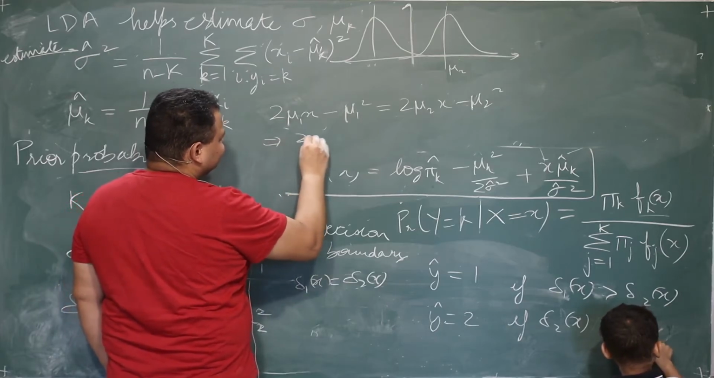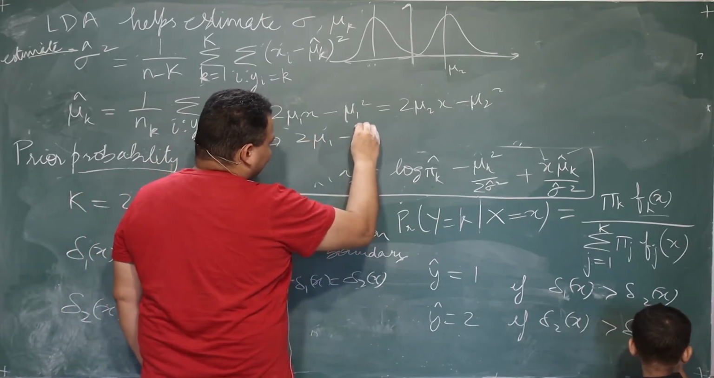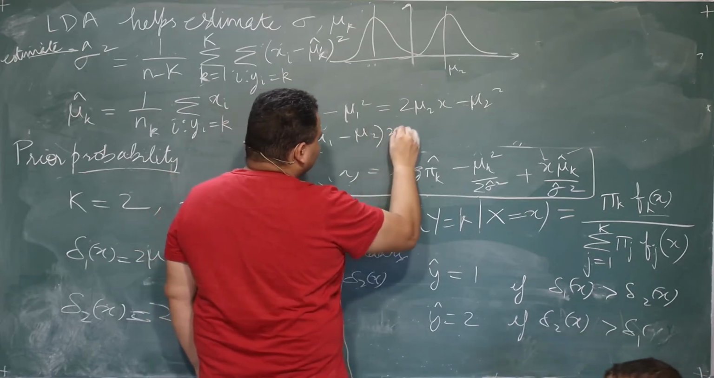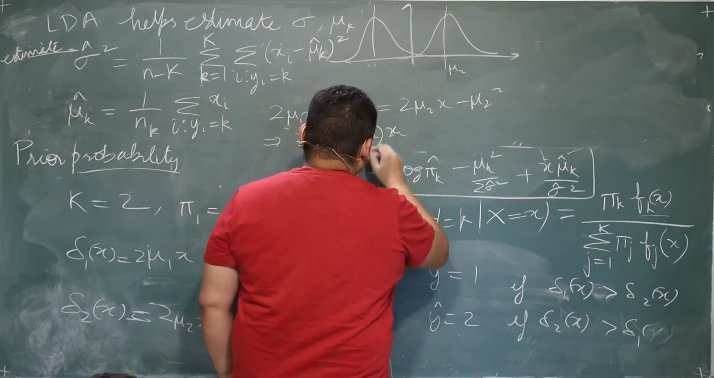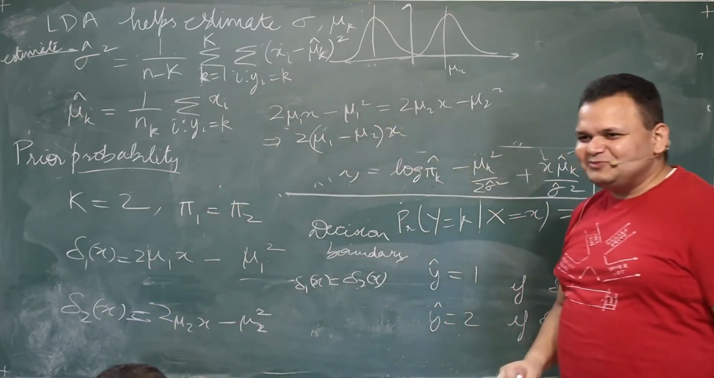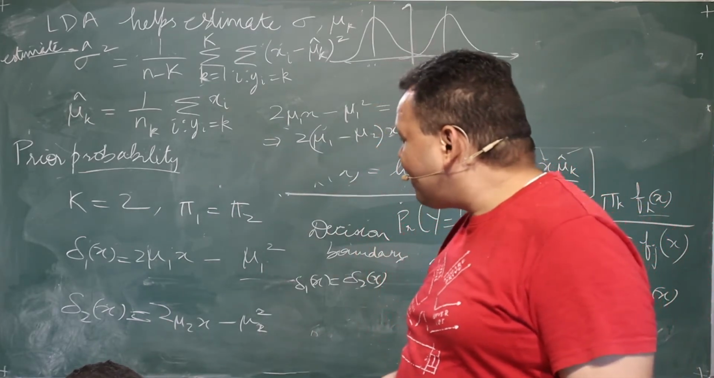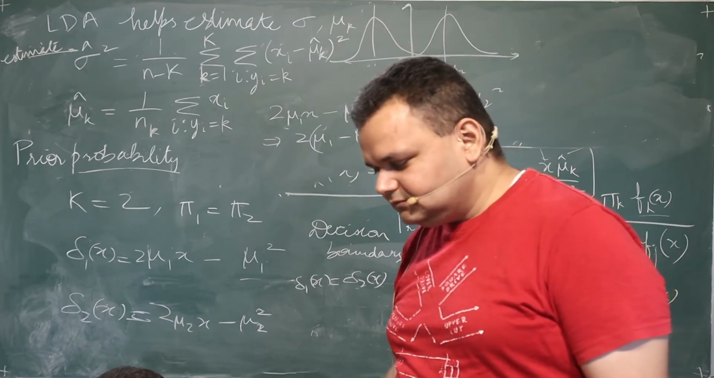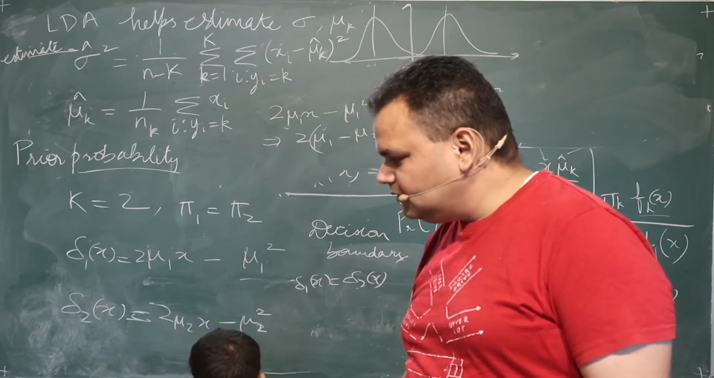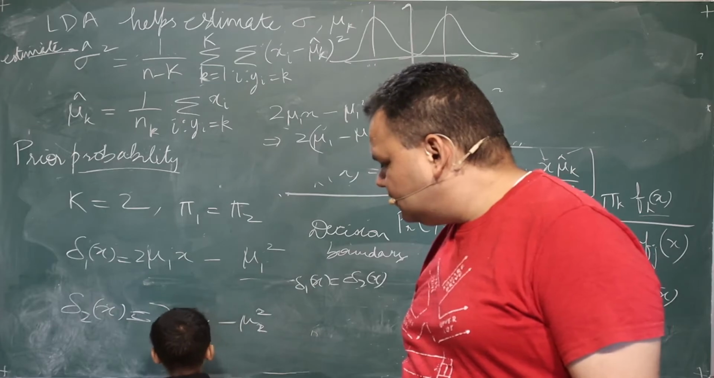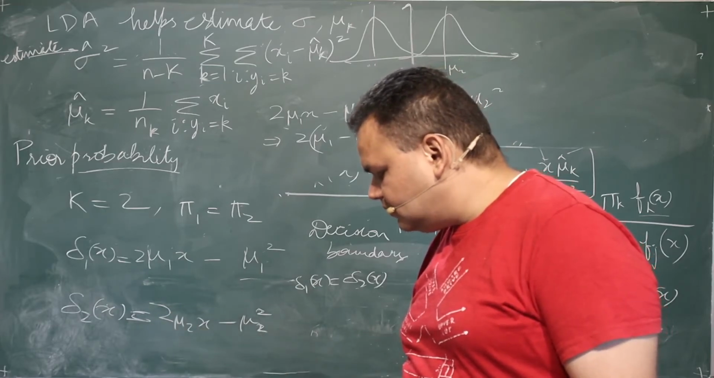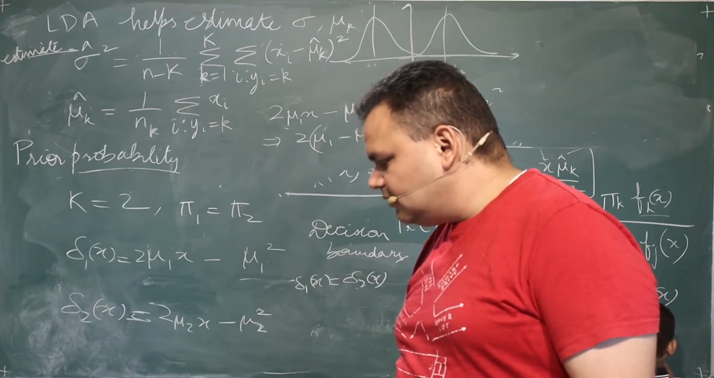So mu 1 minus, yeah. Sir, in this case, won't mu1 and mu2 be the same? No, why would they be the same? Then nothing would be left if mu1 and mu2 became the same. Because sir, the number of times x is there when y is coming as 1 is equal to the number of times x is there when y is coming as 2. But that has nothing to do with x.